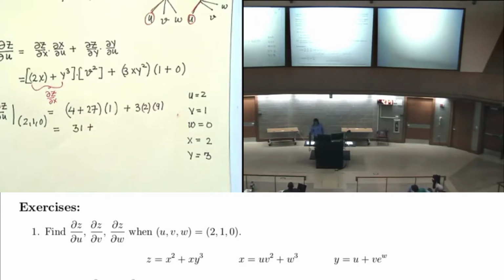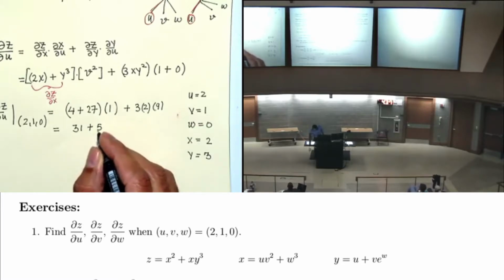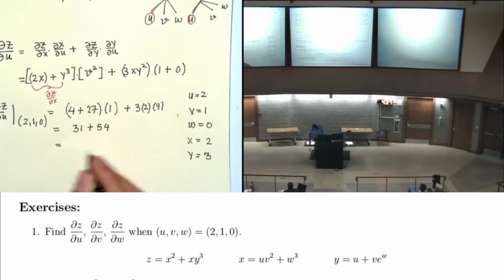And what is this? 6 times 9. 54? 54. And this is going to be 85? Is that correct?